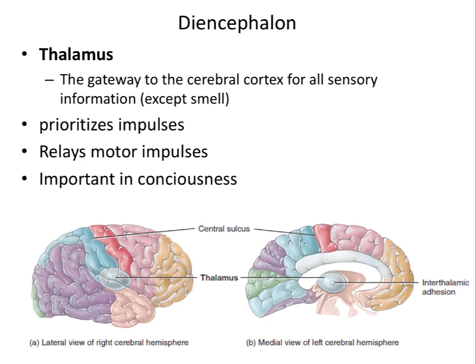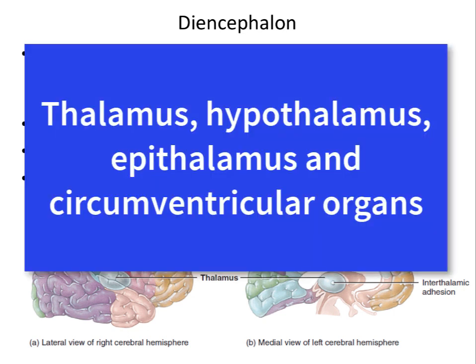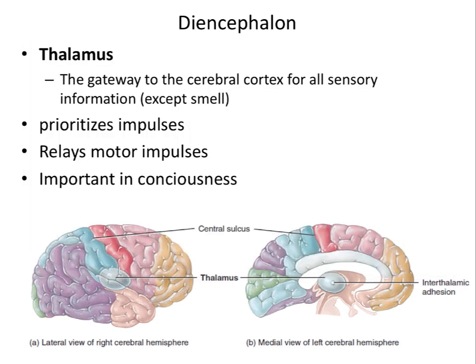Moving on to the diencephalon. This is an internal structure deep within the cerebrum. It is made up of four structures: the thalamus, the hypothalamus, the epithalamus, and the circumventricular organs. We'll start with the thalamus. Remember from lab that the thalamus is made up of two paired egg-shaped structures that are connected by the interthalamic adhesion.